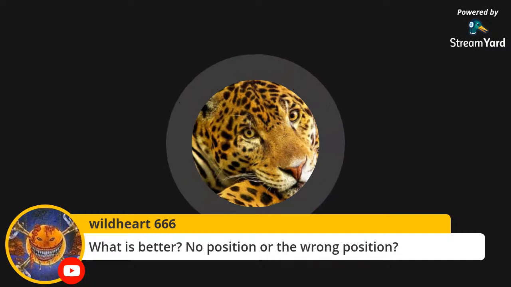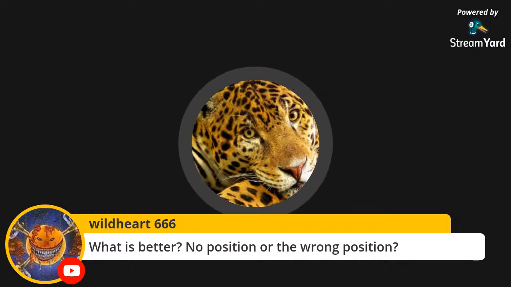So what's better? The better is to give the credit to the creator instead of to the creation. No position or the wrong position? Well, you would like to have no position, but you have a position of naturalism, which is basically giving credit to matter.